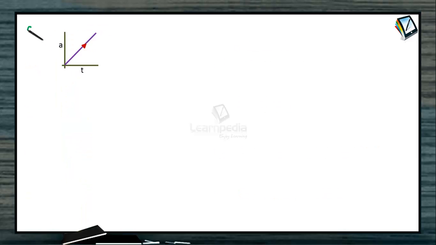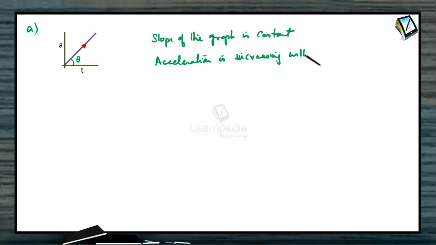So first I'll take option A. The acceleration time graph is given. Now this acceleration time graph is increasing with time. This is the slope of the graph. Slope of graph is constant. So what do we conclude from this part? Slope of the graph is constant. Acceleration is increasing with time. So when acceleration is increasing with time, velocity increases, but not linearly. It will go on becoming more and more rapid.